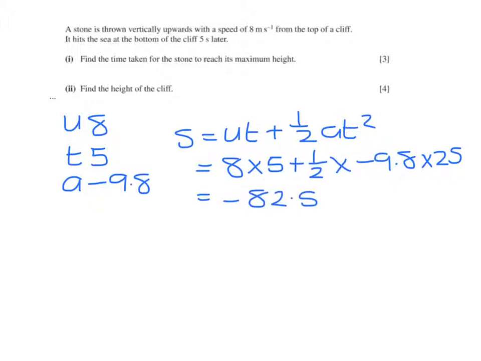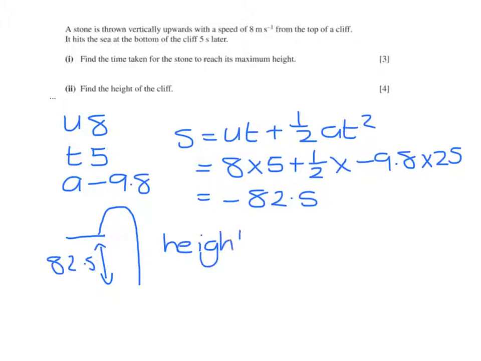Now the minus sign tells me that this is a distance below the starting point. So my stone has gone up and come down, and that tells me that the height of the cliff is 82.5 metres. A lot of you in the exam wanted to work out the distance to the top, work out the distance from the top to the bottom, and subtract those to work out the height of the cliff.